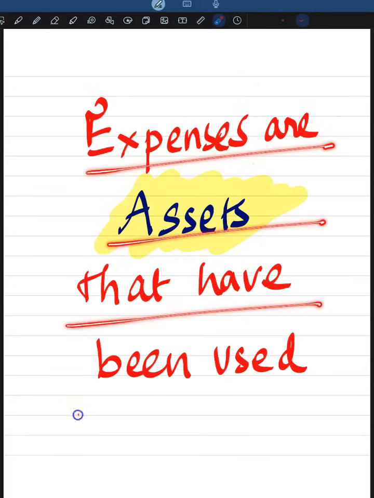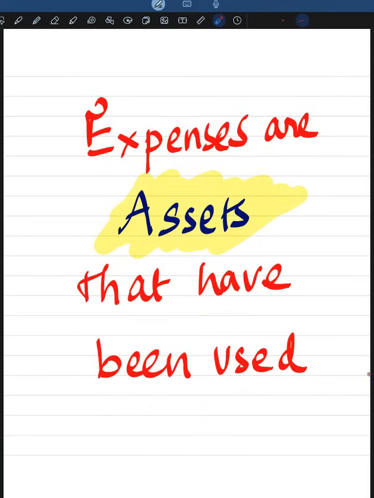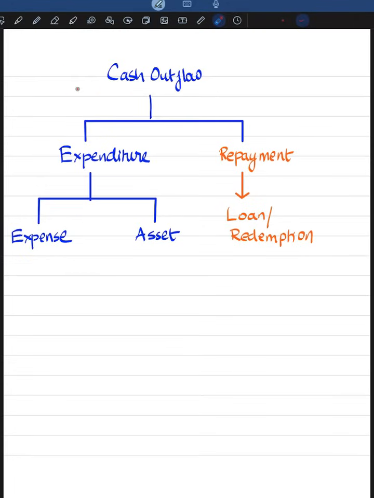Expenses are assets that have been used. Let's try to digest this. In business, when a cash outflow takes place, it can be for some expenditure purposes or it can be for some repayment purposes. Let's say they have availed some loan, they are repaying that, or they are redeeming the capital, let's say preference shares or debentures or buyback of capital. Okay, so cash outflow can happen for this. Cash outflow can also happen for an expenditure. And that's where the question of whether it is an expense or an asset arises.